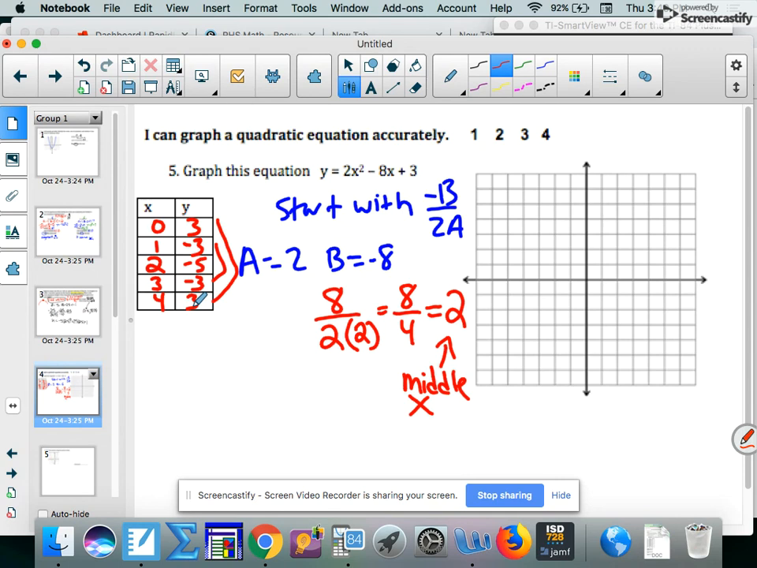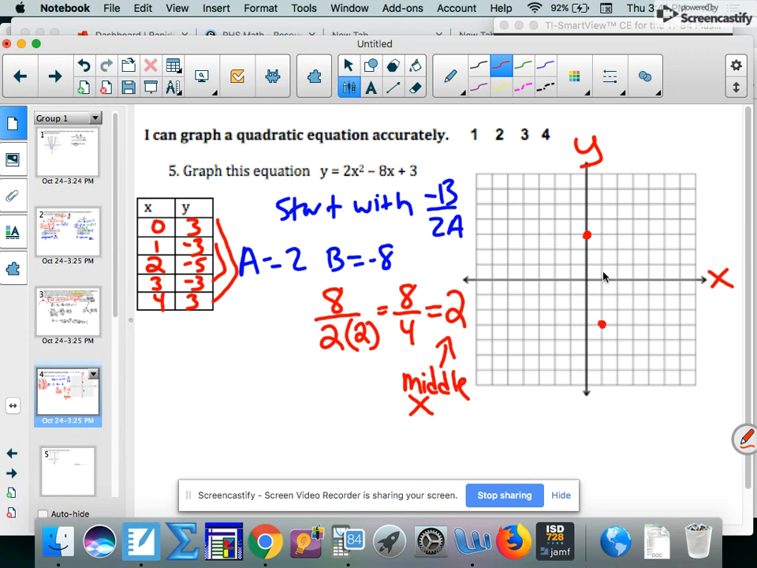Then you need to graph those points. Remember, this is x and this is y. So I'm going to graph this point first. It's a 0, 3. So 0 on the x-axis would be here, and then up 3, 1, 2, 3. So I'm going to put a point there. And then 1, negative 3. So to the right 1, 1, 2, 3. So I'm going to put a point there.